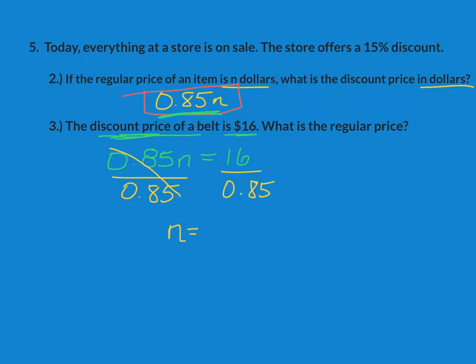Take out those calculators. You should get an answer of 18.823. Can't leave it like that, folks. It is a representation of money. So that means I need to round it to this place, which means I'm going to look at this number. That number is smaller than 5, which means I round down. So the 2 just stays as it is. So the answer is $18.82 was the original price.